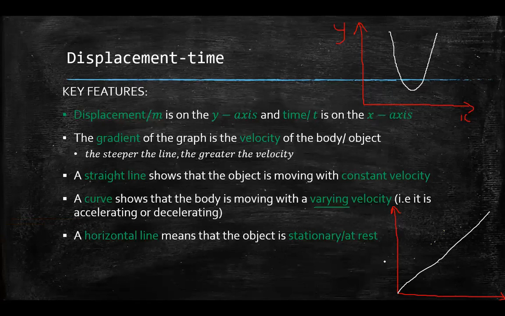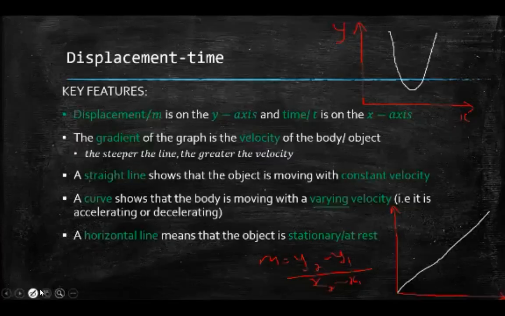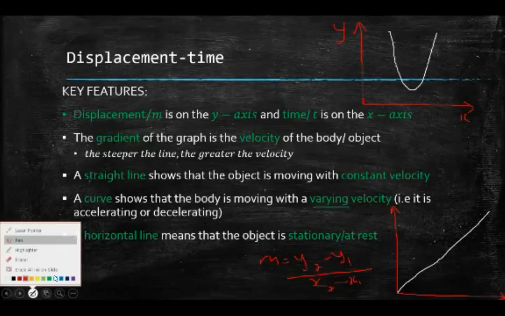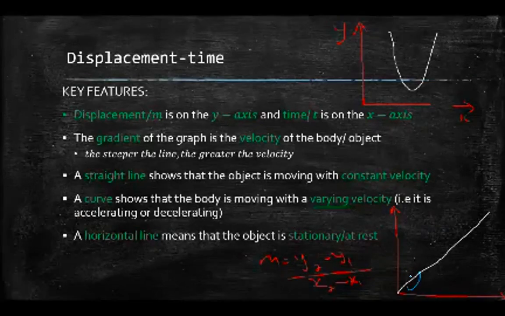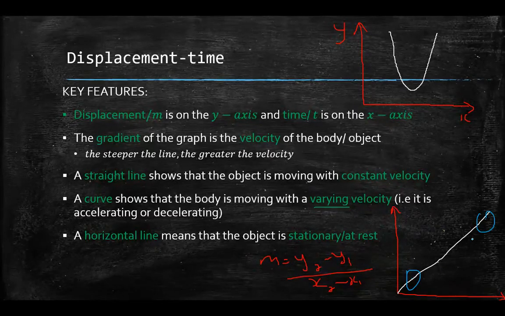Unlike the straight line where we have a formula, m is equal to y2 minus y1 over x2 minus x1. And then you take 2 random points on the line. So let's just say this point and this point. And you substitute them into your formula and you get the gradient, right? And the gradient is supposed to be the same for every point on the line.